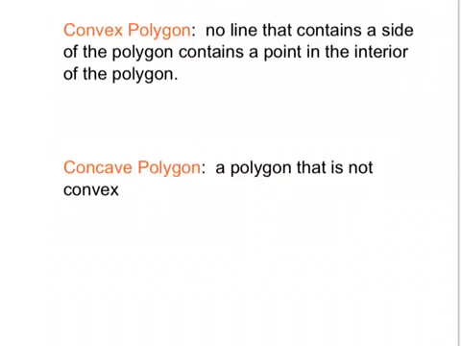A polygon where no line that contains a side of the polygon contains a point in the interior of the polygon is a convex polygon. So when we're drawing a convex polygon, all the lines are on the outside, no matter how many sides. Concave is a polygon that is not convex, which means that it can go in like this. And this right here is what we would say contains a point in the interior of the polygon. So this is inside the polygon. So concave is inside, just like going in a cave.